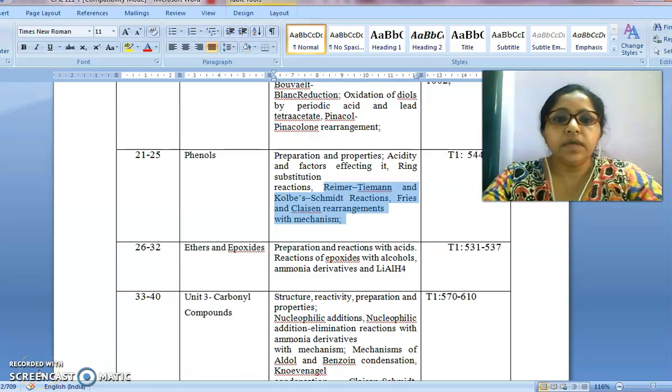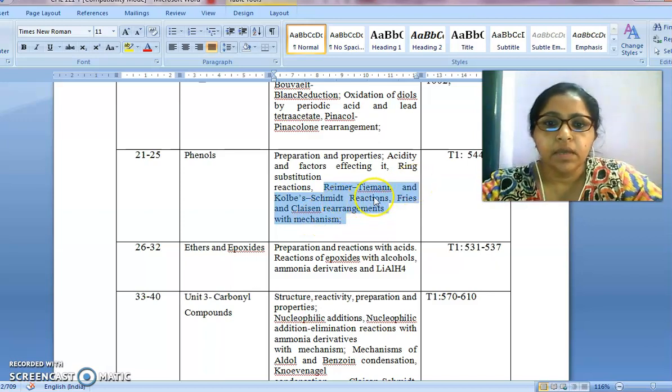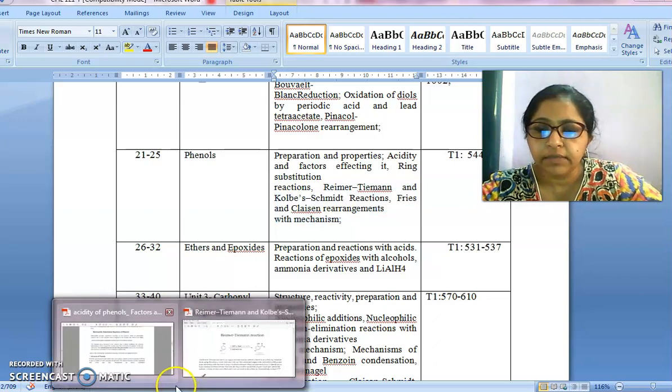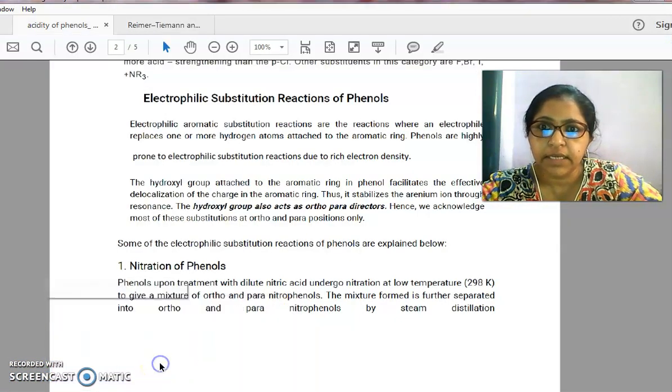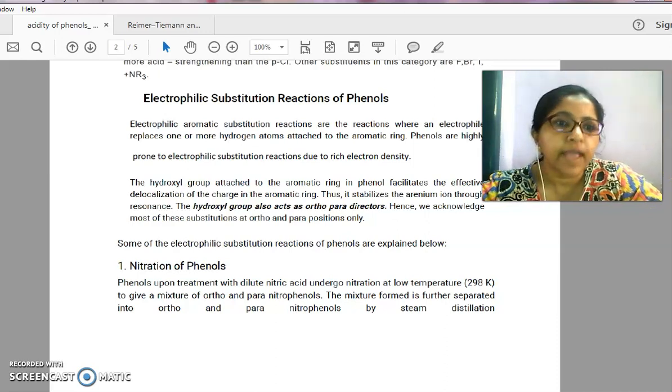Okay, students, today we will be concentrating on these few topics: Reimer-Tiemann, Kolbe-Schmidt reactions, Fries and Claisen rearrangement with mechanism. Now let us first look into the portion which we had done last day, that is electrophilic substitution reaction of phenols. Now what is electrophilic substitution reaction?